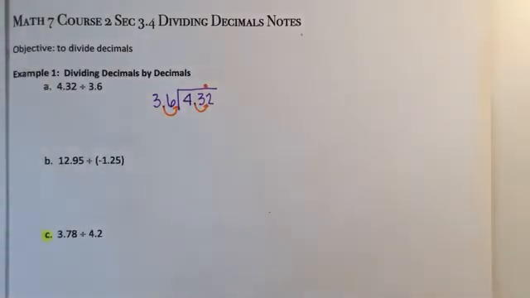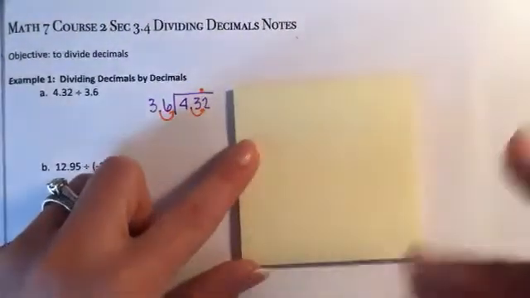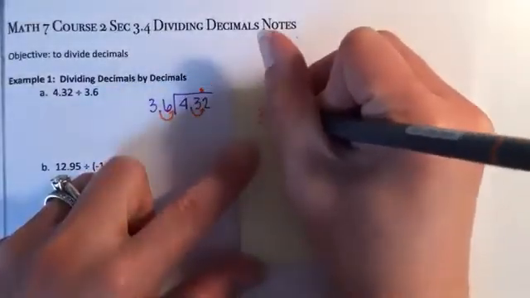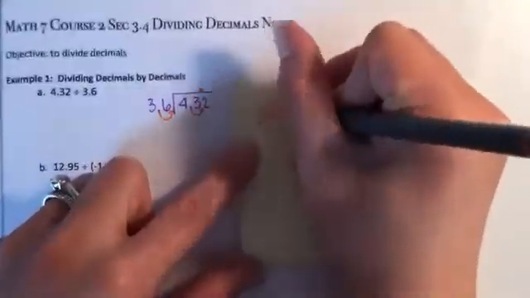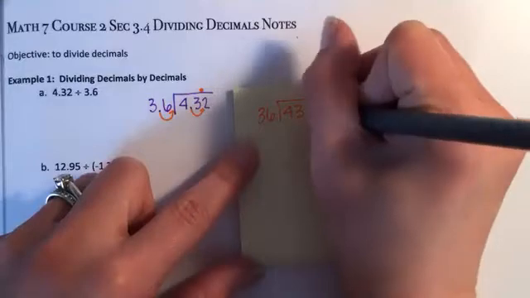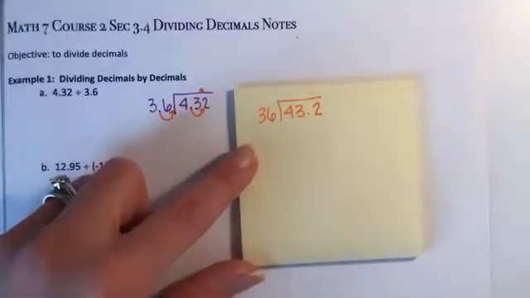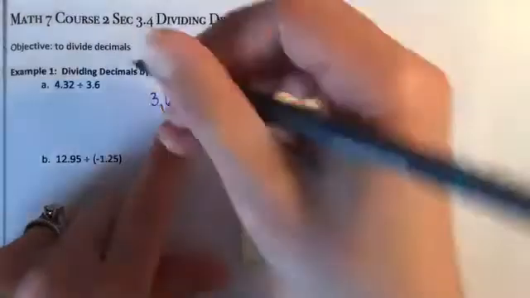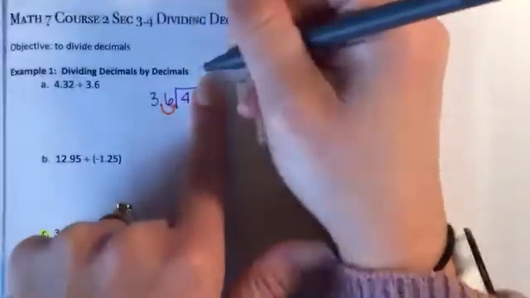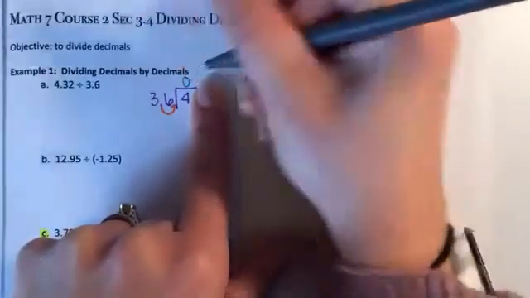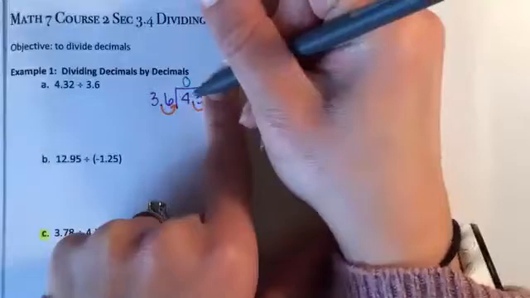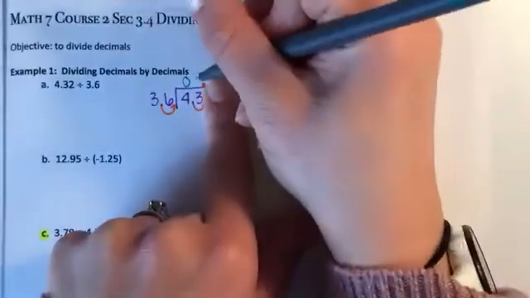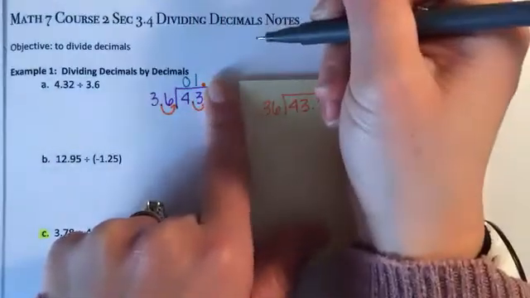Sometimes people have an easier time if they envision this. Now our problem is kind of like 36 on the outside and 43.2 on the inside. I've moved my decimal point. So now you go through your questions and you ask yourself, well, how many times does 36 go into 4? Well, 36 does not go into 4. So above that 4, I put a 0. And then you ask yourself, how many times does 36 go into 43? And it goes into 43 only one time. So I put a 1 there.